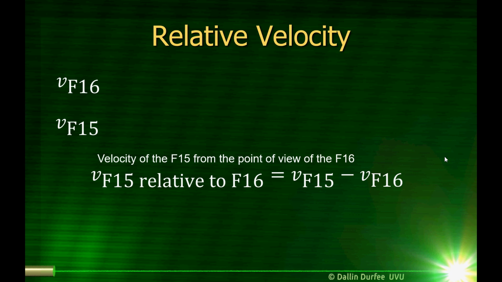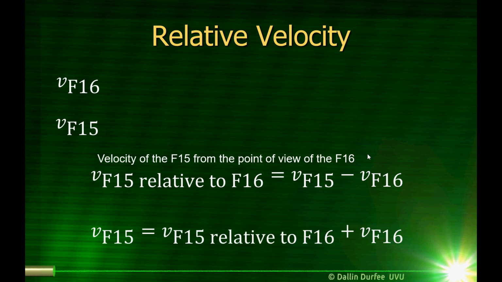Now, if the pilot of the F-16 measured the relative velocity of the F-15, they could find the velocity of the F-15 relative to the Earth simply by taking the velocity of the F-15 relative to the F-16 plus the velocity of the F-16 relative to the Earth, right? So the velocity of the F-15 relative to some reference frame is just the velocity in some other reference frame plus the velocity of that reference frame, if that makes sense.